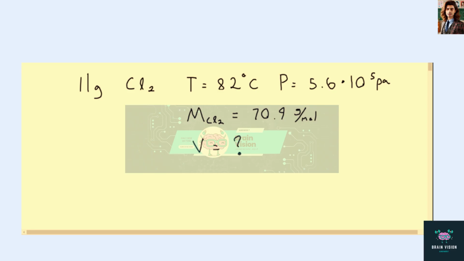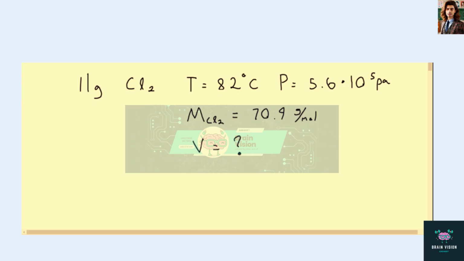In this example, first we want to calculate the volume of a sample of 11 grams of chlorine gas at a temperature of 82 degrees Celsius and a pressure of 5.6 times 10 to the 5th pascals. And then in the second part of the problem, we're going to allow some of this gas to leak out of the tank it's being held in. And what we're going to try to figure out is how many grams leak out based on what the new temperature and pressure are. So for part one, let's just focus on the volume.